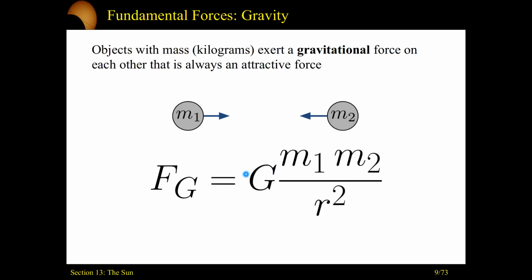And it goes as Newton's gravitational constant, big G, mass of one body, mass of second body, divided by the distance. All right? There's your radius squared, the distance between them. And that's our gravitational force. Once again, always, always, always attractive.